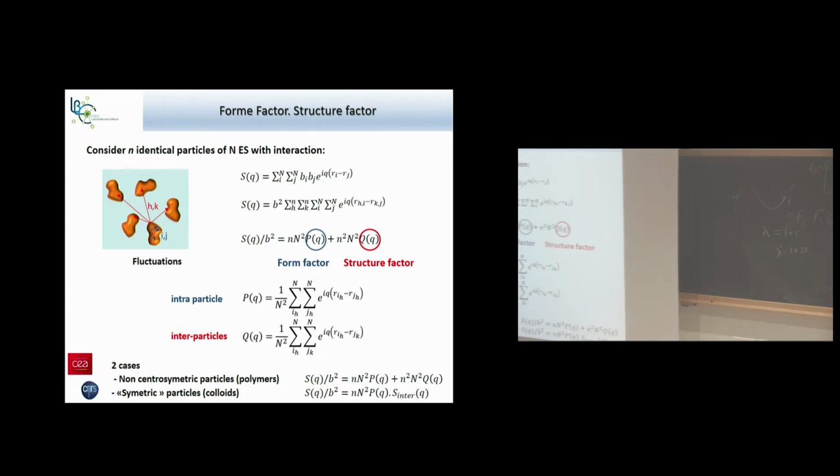It is the fluctuation of elementary scatterers inside this object, plus the correlation between the positions of these objects inside the sample. This is what we call the structure factor. And there are N squared terms like this. There are N terms for the form factor and N squared terms for the structure factor.